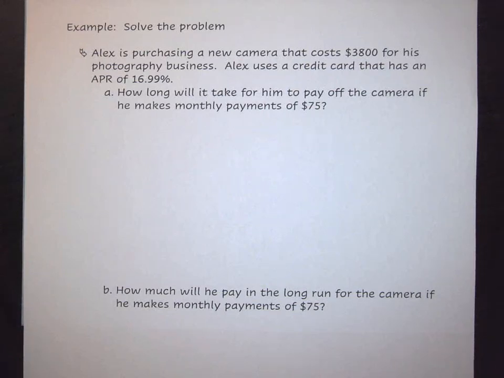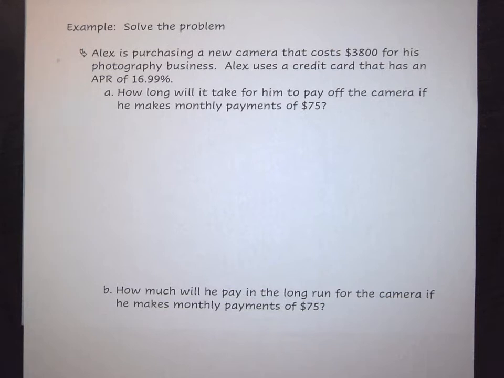In this video, we're going to look at a single example, and this example is going to be related to credit card use and how credit cards get evaluated, the payments that you have to make, that kind of stuff. So first and foremost, Alex is purchasing a new camera, and it costs $3,800 for the photography business. Alex uses a credit card that has an APR of 16.99%. How long will it take him to pay off the camera if he makes monthly payments of $75?